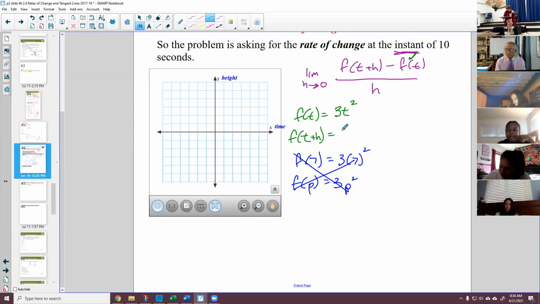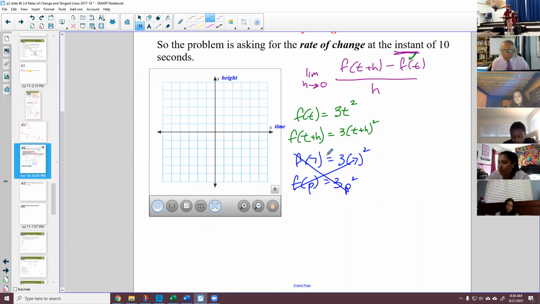Would it be just, so in the place of t, I would put in t plus h. So would it be 3t plus h squared? That's exactly what it would be.